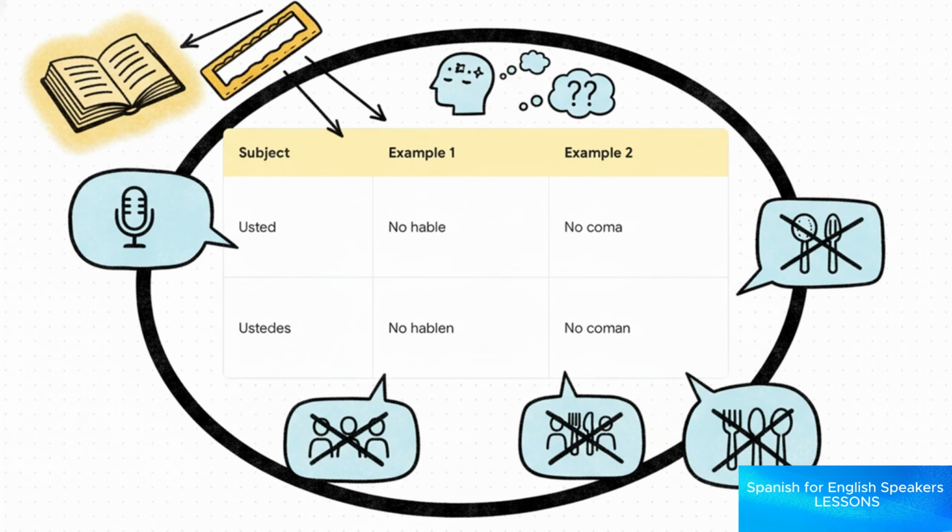Okay, so after that tú curveball, I've got some good news for you. When it comes to the formal commands, usted for one person and ustedes for a group, it's way, way easier. Why? Because their positive commands already use the subjunctive. So all you have to do is pop a no in front. Hable becomes no hable. Coman becomes no coman. See? Our golden rule just works perfectly.